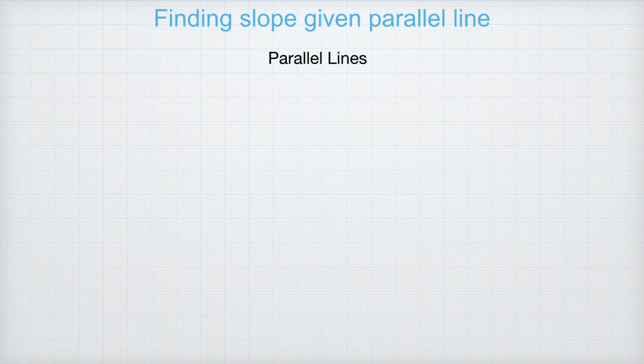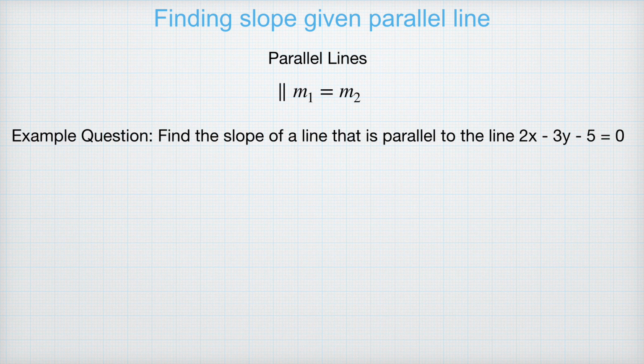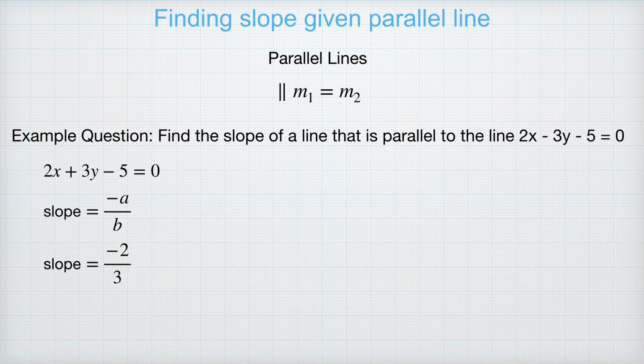Parallel lines have the same lie. Therefore, their slopes are equal. Example question. Find the slope of a line that is parallel to the line 2x minus 3y minus 5 equals 0. The given equation is in the form ax plus by plus c equals 0. Therefore, the formula slope is equal to minus a over b can be used to find its slope. So slope is equal to minus 2 all over minus 3, which simplifies to a slope of 2 over 3.